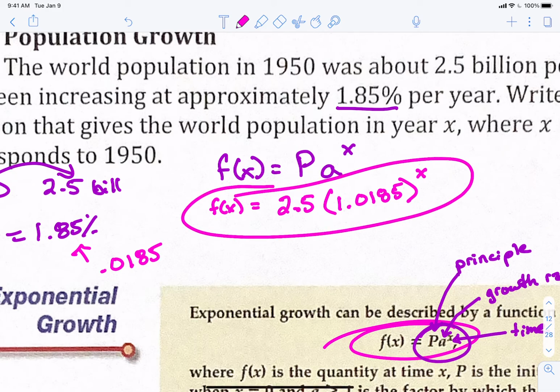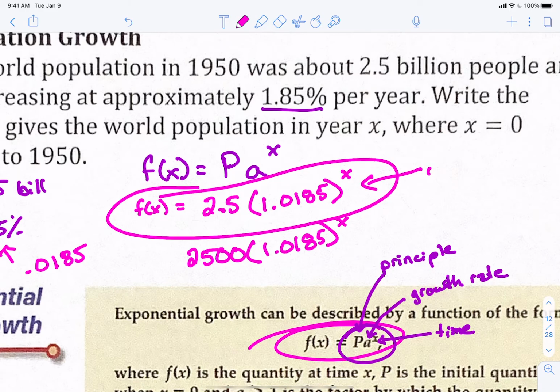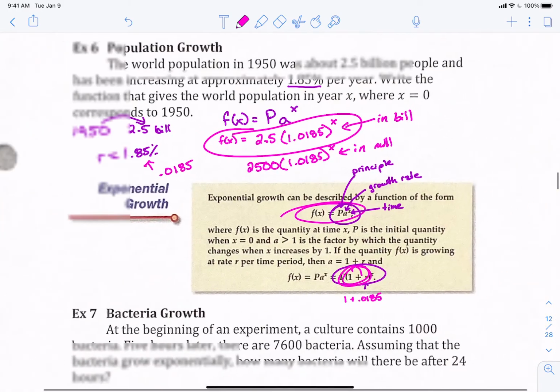Now, what units is this thing in? Billions. If you wanted it set up to be in millions, you could do 2500, because 2.5 billion is 2,500 million. Does that make sense? It depends on how you want it set up. Technically, either of these is the correct answer, but this one is in billions and this one's in millions. So there's more than one right answer here. They were just having us write the equation for that.